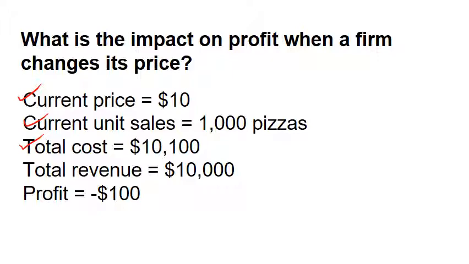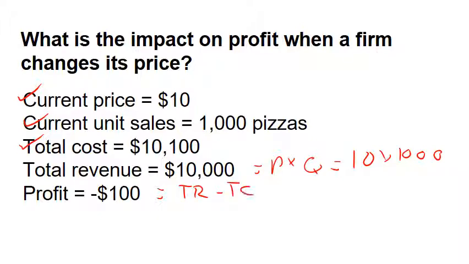The price and quantity information tells us that total revenue, which is the product of price times quantity, which will be, in this case, $10 times 1,000, must be $10,000. This means that profit must be minus 100. Profit is simply your total revenue less your total cost. In our example, it's going to be 10,000 minus 10,100. So here we have a situation where the firm is earning a negative profit. It's suffering a loss.